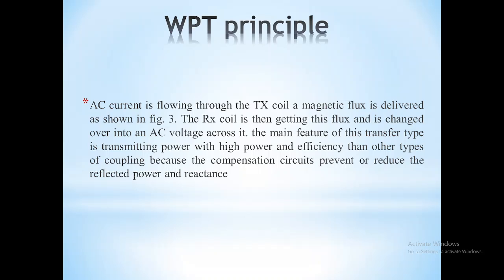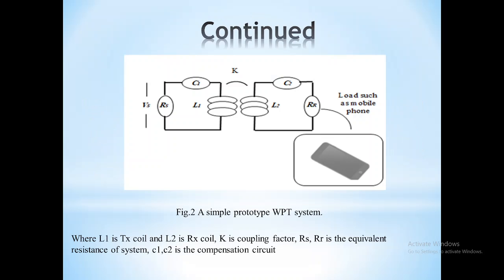Wireless power transfer principle. I will explain the principle of work on figure 2 to make it clearer. First, when an AC current flows through the transmitter coil, which is this, a magnetic flux is produced. The receiver coil, which is this, then picks up this flux and it is changed into an AC voltage across it. This is a simple explanation of how wireless power transfer works.